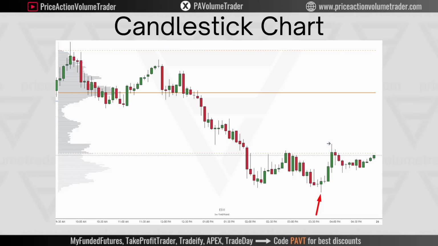So let's talk first about a basic candlestick chart. We would have something like this, and you can see I highlighted this little candlestick down at the bottom, this green pin bar, and we're going to use that as an example to look at this from different points of view.